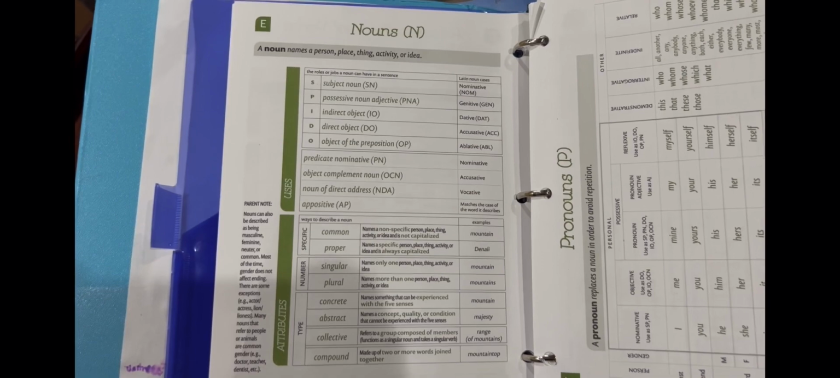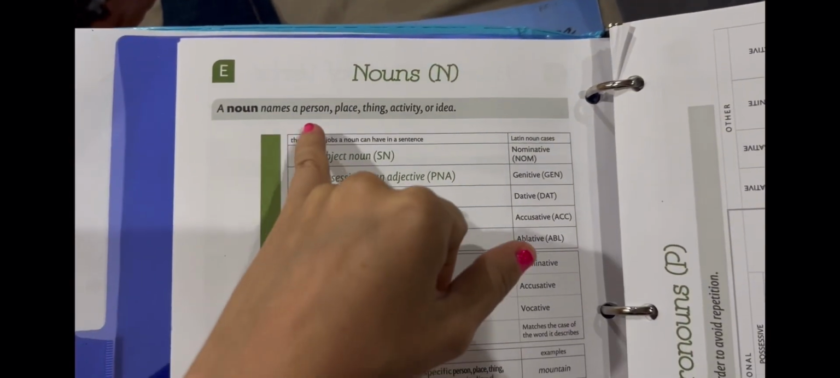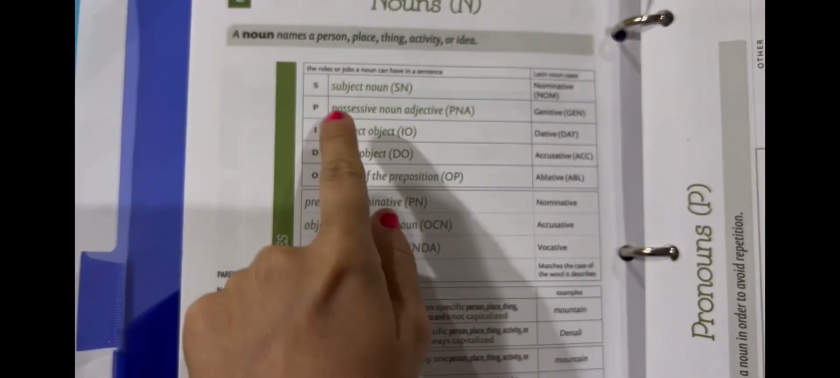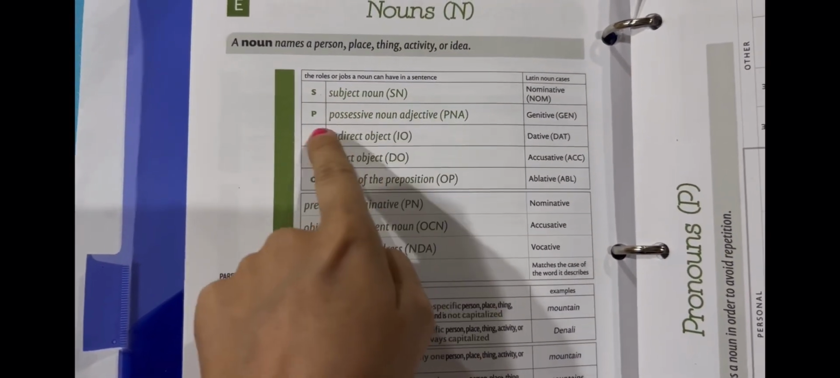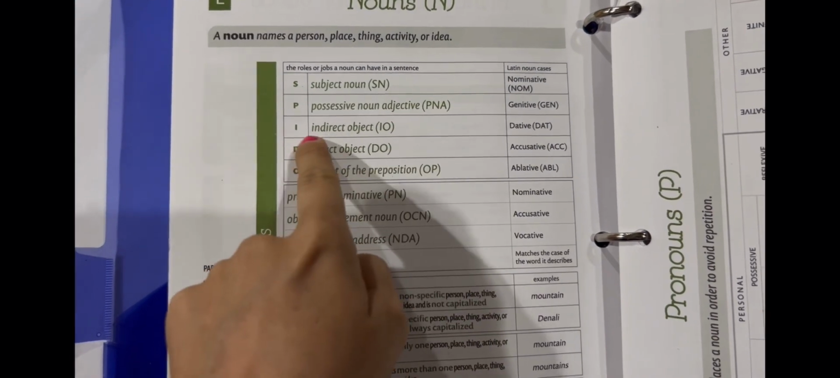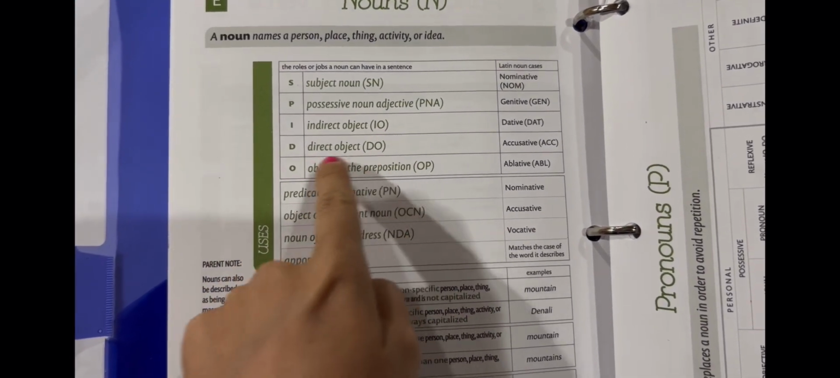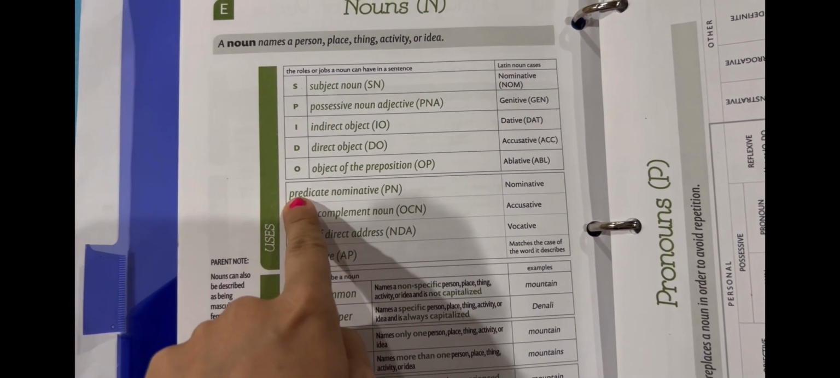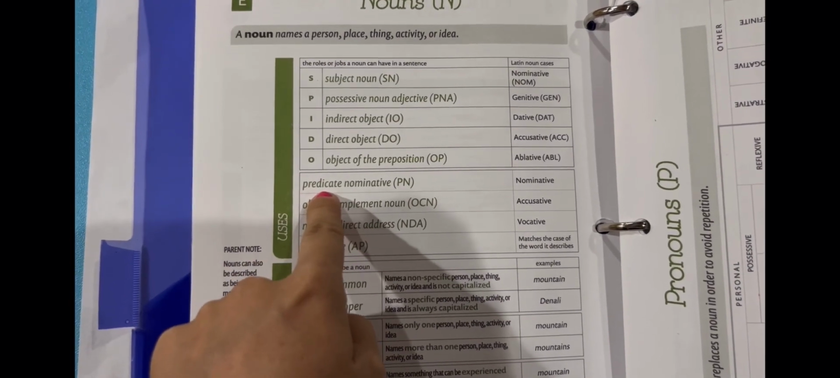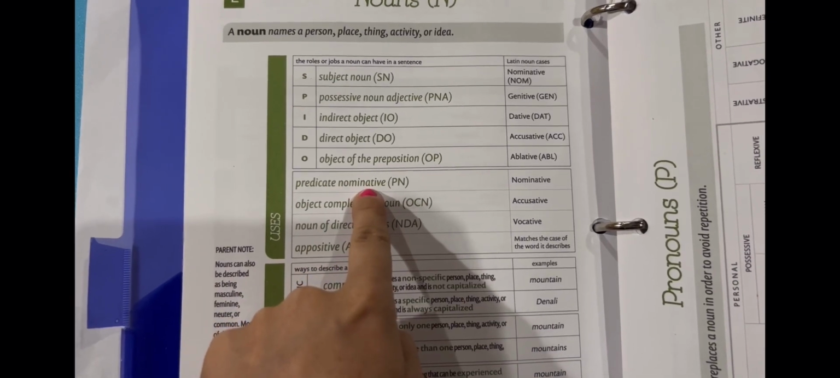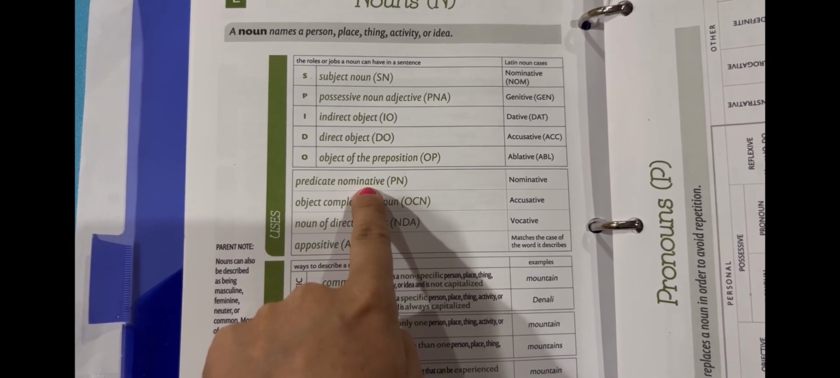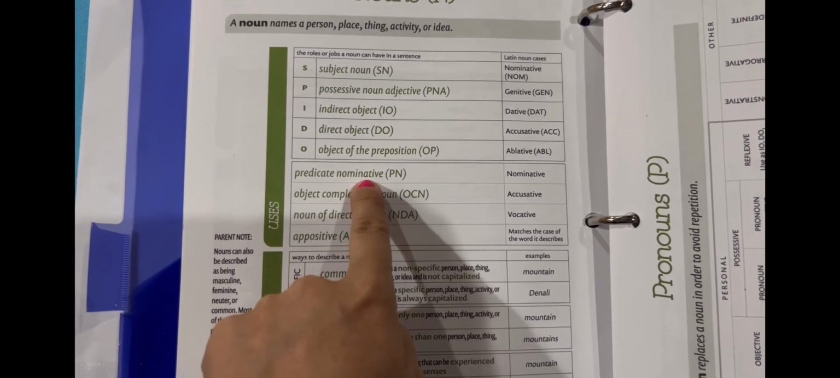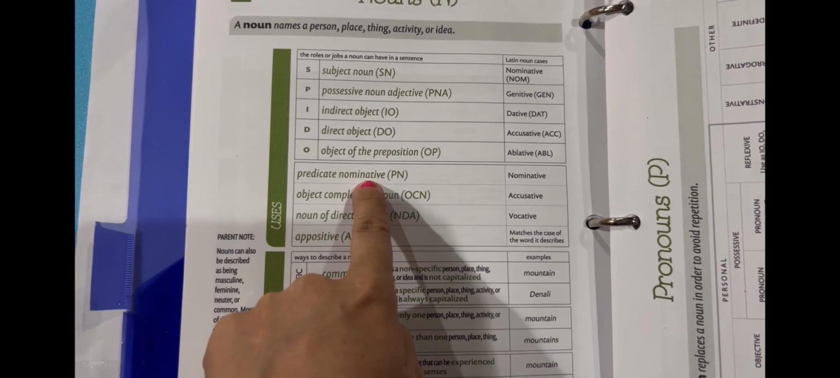Chart E. A noun names a person, place, thing, idea, or activity. Jobs of a noun: subject noun, possessive noun adjective, indirect object, direct object, object of the preposition. Roses are flowers. Slippers are shoes. Both of these are predicate nominatives too. Predicate nominatives follow linking verbs and rename the subject. To check if it's a PN, substitute equals for the verb.